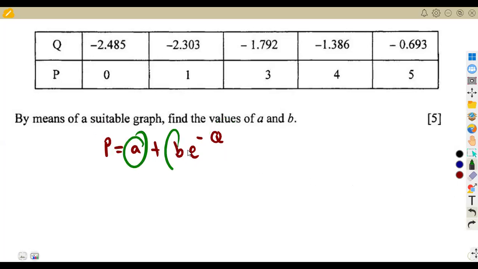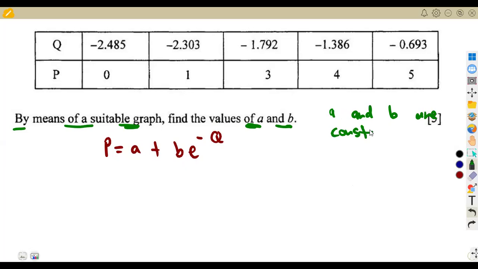It means A and B are constants to be found. That's why we are told, by means of a suitable graph, to find the values of A and B. So A and B are constants to be found. What are we trying to say in this case? We are supposed to reduce this into a linear function.